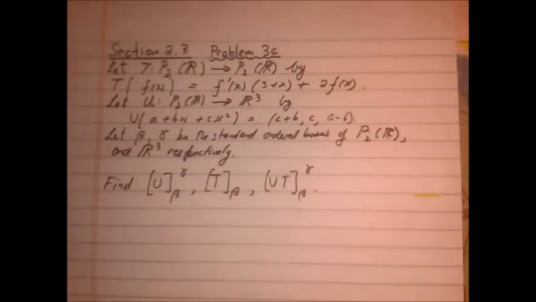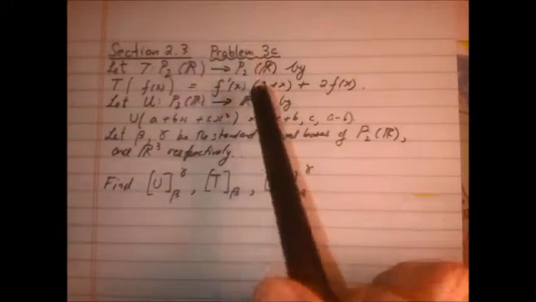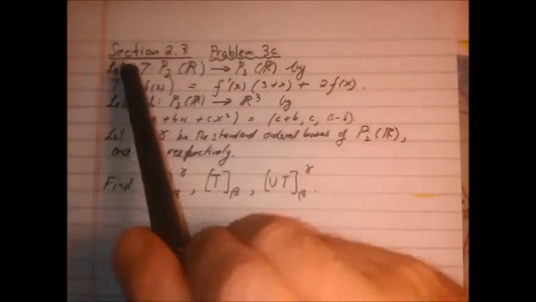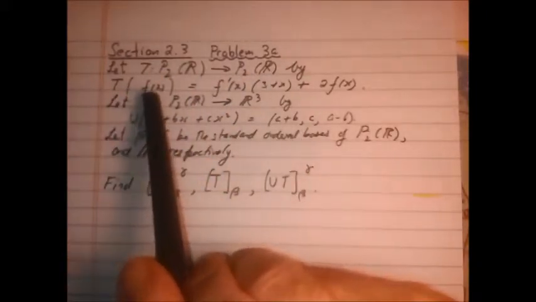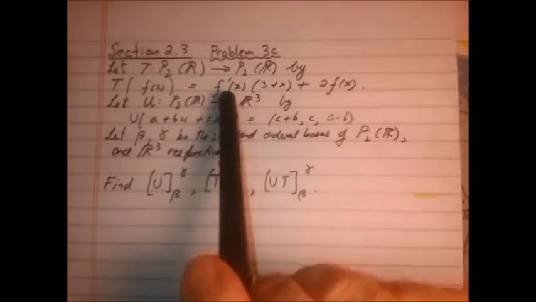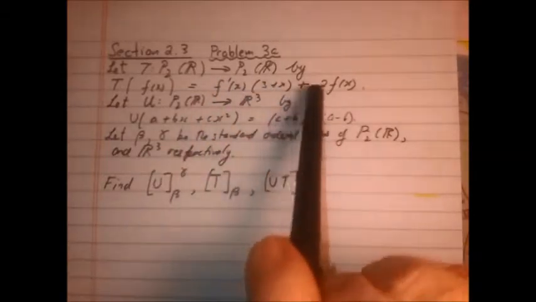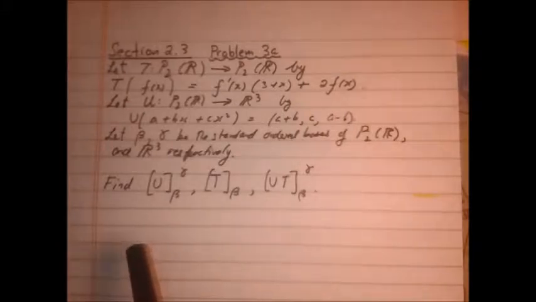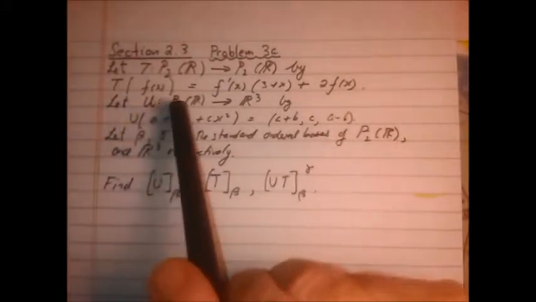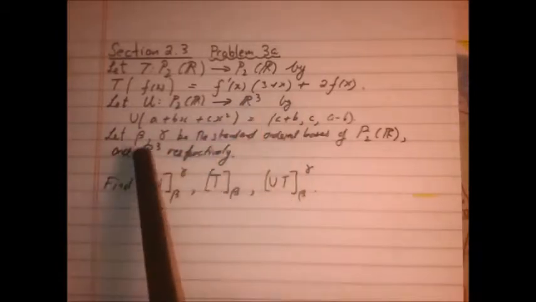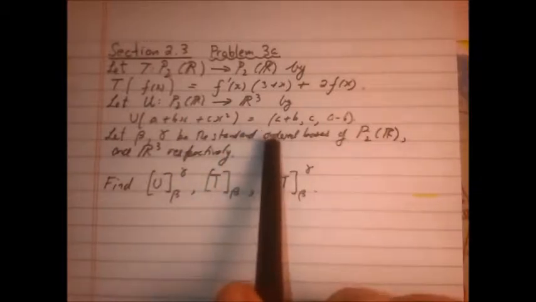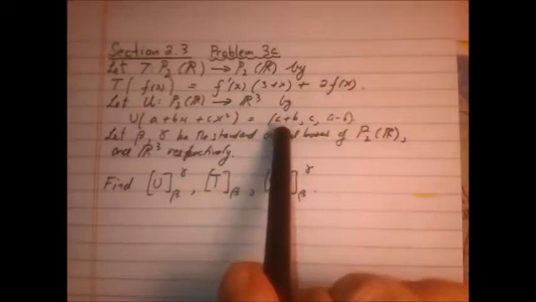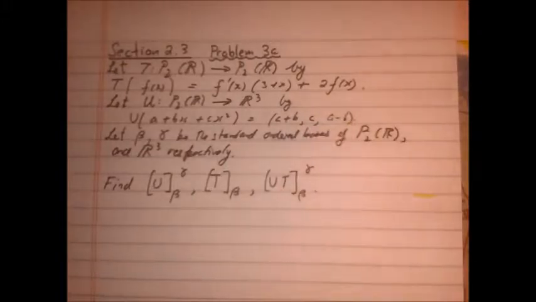Okay, this is problem 3a from section 2.3. We're given two linear transformations. The first one, T, is from P2(R) to P2(R), defined by T of a polynomial f equals the derivative of f times 3 plus x, plus twice f of x. The second linear transformation is U from P2(R) to R3, defined by U of the polynomial a plus bx plus cx squared to be equal to the vector (a plus b, c, a minus b).